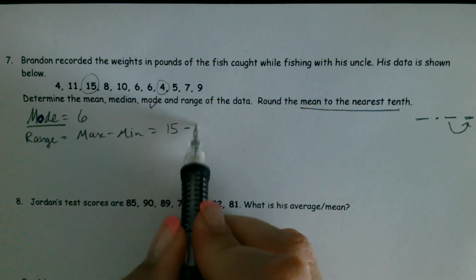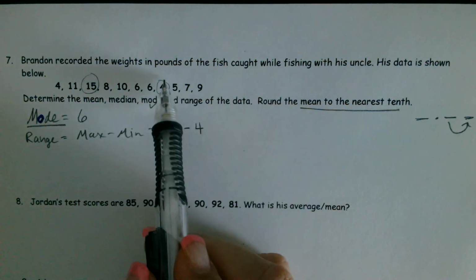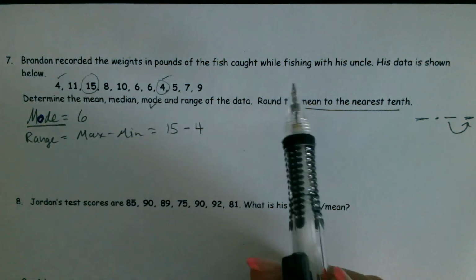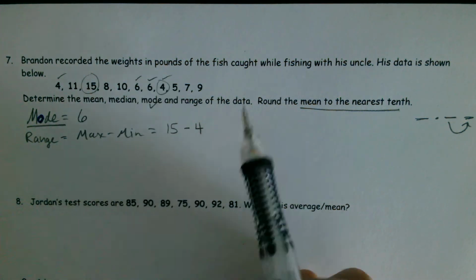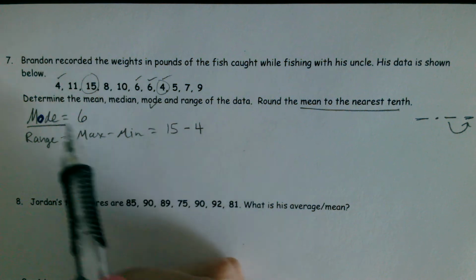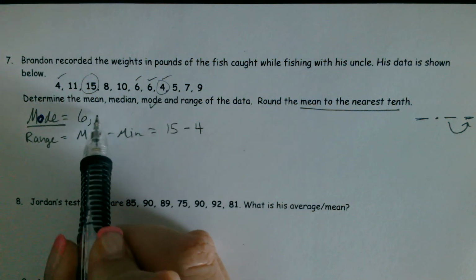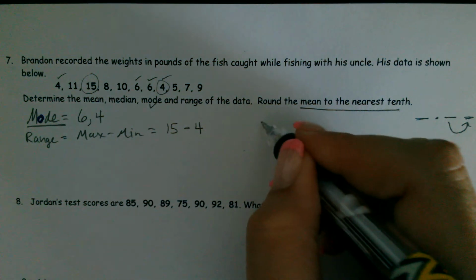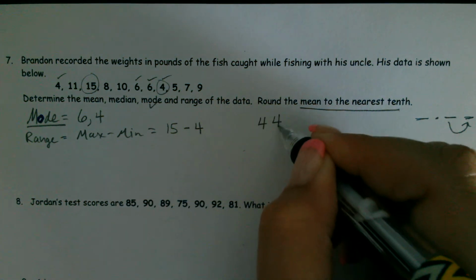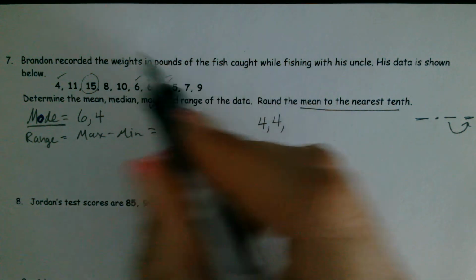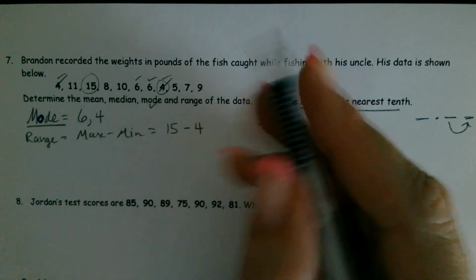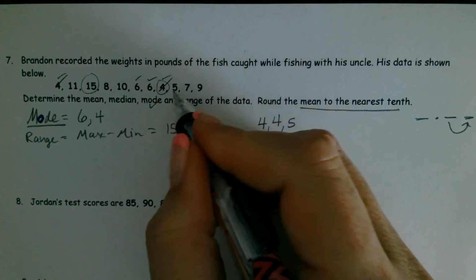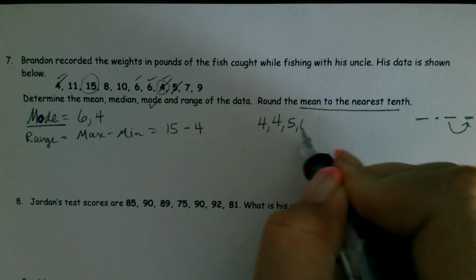Ooh, I think I see a mistake I made too. Look, we have two 4s. Here's a 4 and here's a 4. Here's a 6 and here's a 6. So we actually have two modes. We have 6 and 4. I should have used Ms. Straka's trick, where Ms. Straka always said to put the numbers in order. If you put the numbers in order, you're able to see numbers repeat. So I should have done that first.